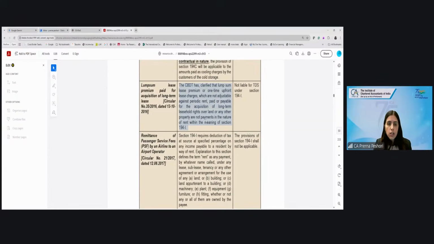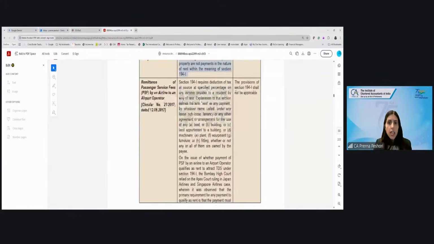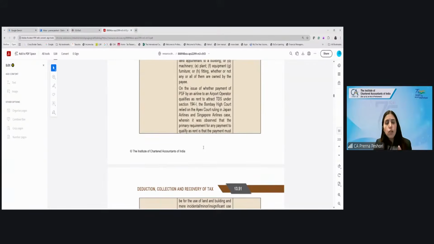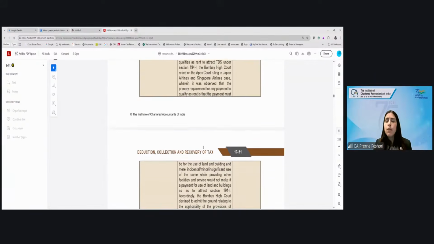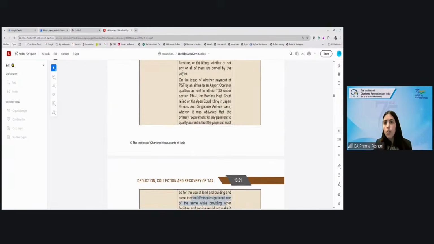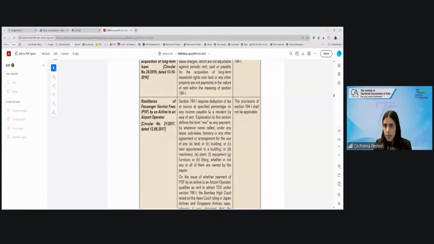So in this particular case, the payment by the airline to the airport authority is not in the nature of rent. Because for qualifying it as rent, the payment must be for the use of land or building. Here it is mere incidental or minor or insignificant use of the land. And basically the charges are for the airport facilities. And therefore there will not be any TDS in this respect.